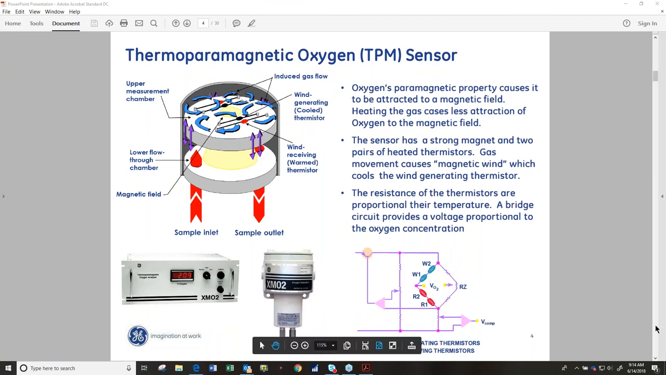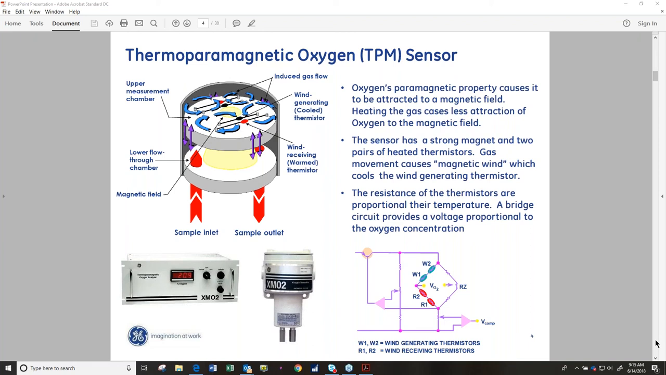The way our sensor works is we have a strong magnet in the cell, and as the sample gas flows through it, we also have two sets of thermistors, and those thermistors act as little heaters because we're elevating the temperature and energizing those thermistors. As gas containing oxygen passes across a heated surface, it loses some of the attraction to the magnet. So it's not as much drawn to the magnet as it's heated. The colder it is, the more attracted it is to the magnet. That actually creates a bit of differential pressure, or we like to call it wind. And wind, just like if you're outside on a windy day, you're going to feel cooler. The wind or the differential pressure across the wind receiving thermistor is going to cool down.